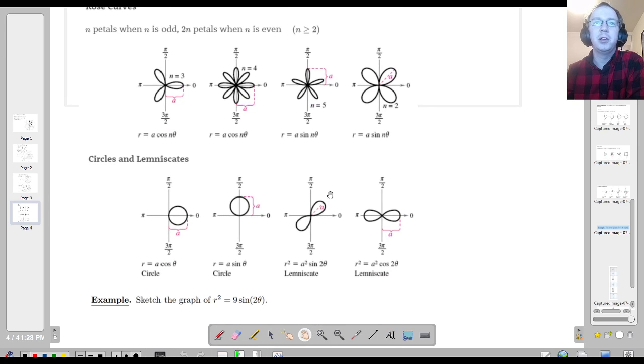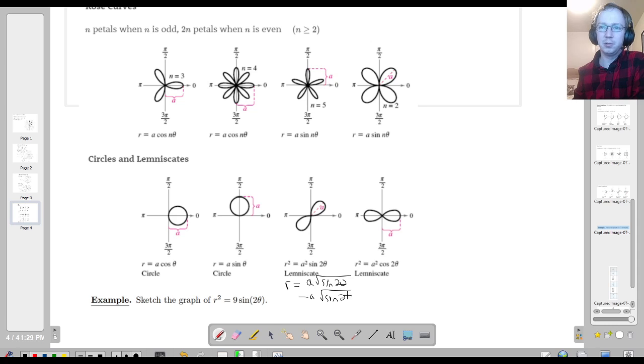Now some other interesting ones we can get. Sometimes we could end up with a circle, either off to the right, maybe the left, to the top, maybe the bottom, or we can end up with these 8 or infinity looking shapes called lemniscates. What makes lemniscates a little bit weird is that these equations aren't actually given in terms of r, they have an r squared. So if you were to try to solve that for r, it would actually be 2 equations. This would be a times the square root of sine 2 theta, and negative a times the square root of sine 2 theta, for example.